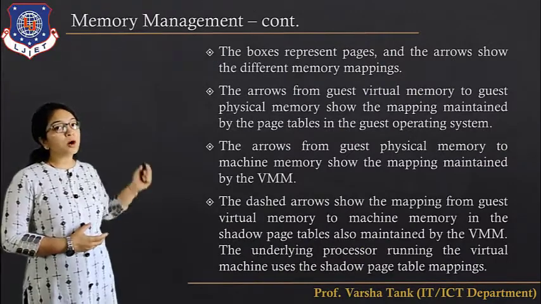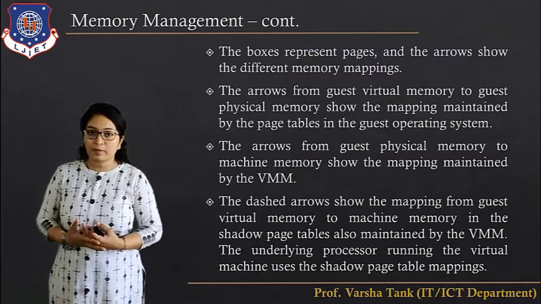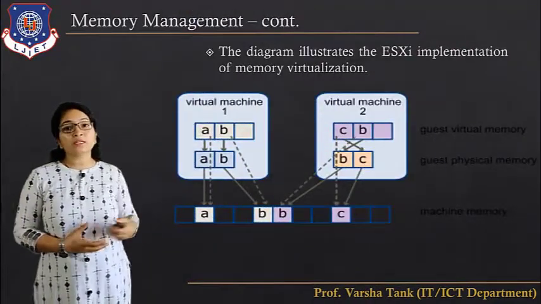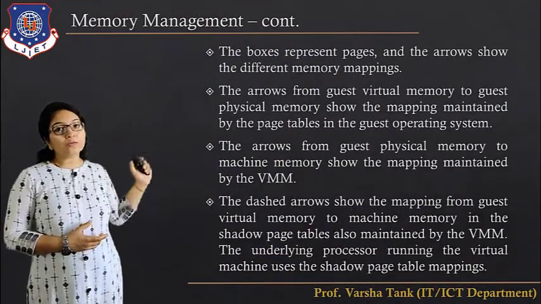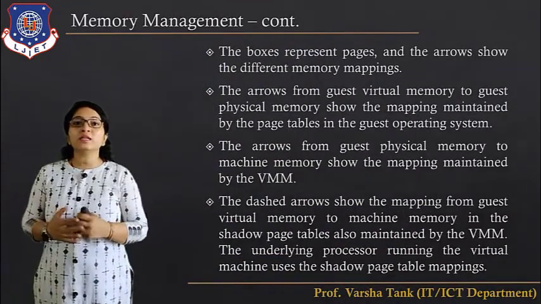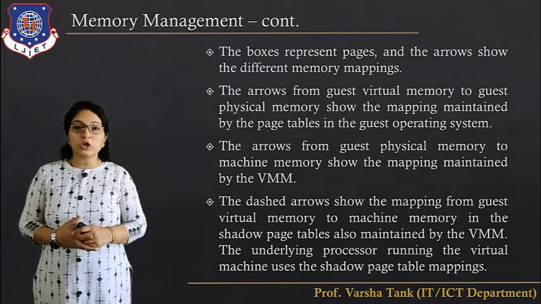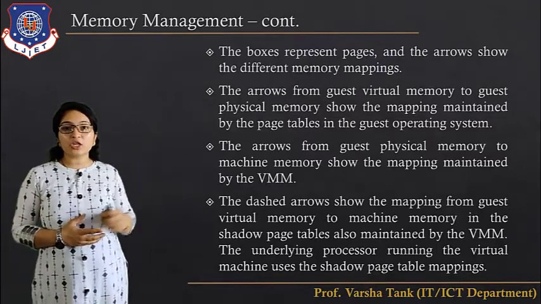Here you can see the boxes represent the pages and the arrows show the different memory mappings. In the last figure that we have seen, the boxes represent the pages and the arrow represents the memory mapping. The arrow from the guest virtual memory to the guest physical memory shows the mapping maintained by the page table in the guest operating system. So that is done by the guest operating system in the page table.